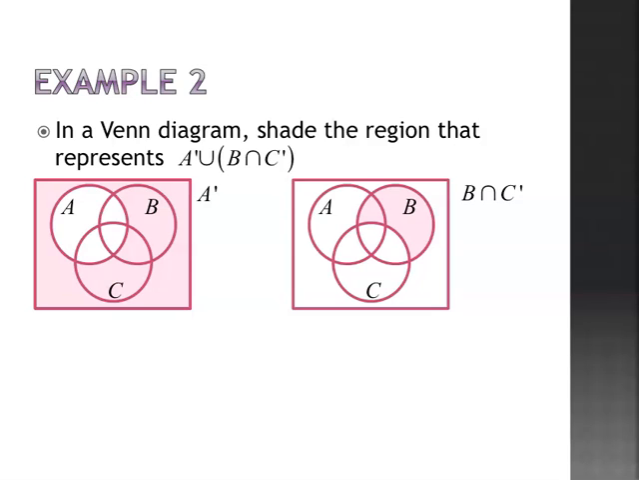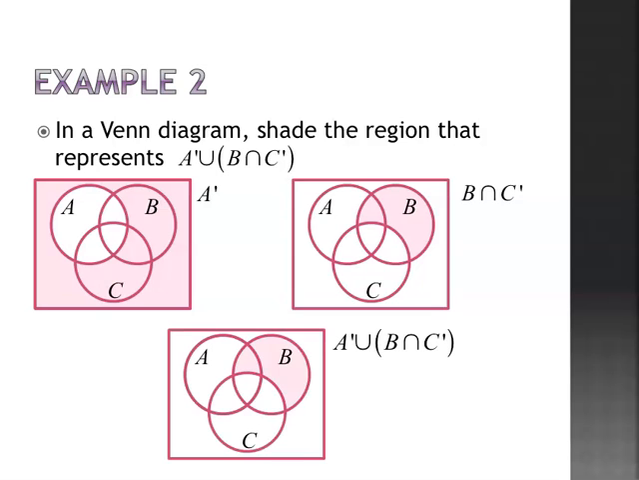Now we need to combine these two with a union. So I'm going to take everything that's shaded in A prime and everything that's shaded in B intersects C prime, and I'm going to combine them together. So it looks like it's going to look almost the same as A prime, except that there's one tiny little section there that's also going to be shaded as well. So here's B intersected with C prime, and I'm going to combine that with A prime. So that is how you come up with that shaded region.